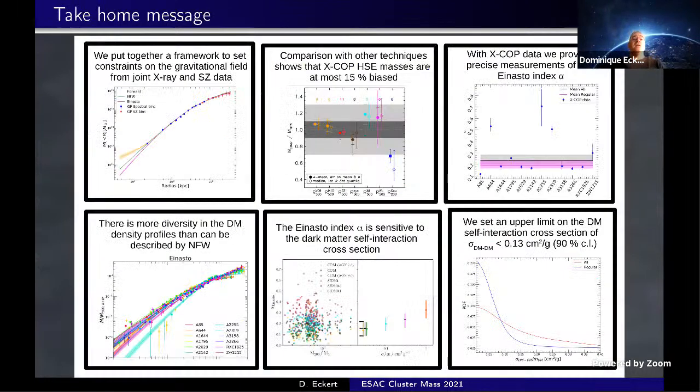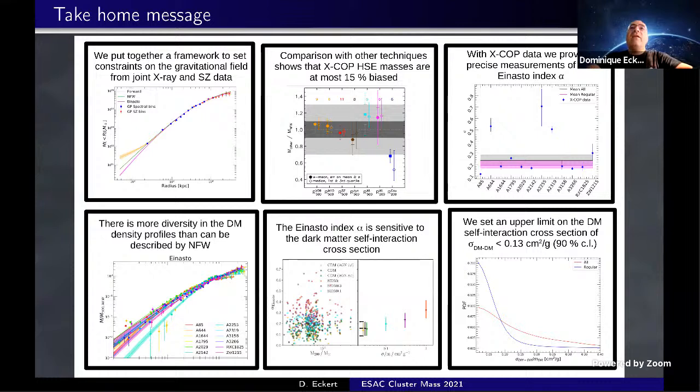Okay, so here is my take-home message. What I would like to remember from this talk is that by combining X-ray and SZ data, we can get very precise constraints on the gravitational fields of our systems. And we have selected these systems where we think hydrostatic equilibrium is a relatively valid assumption, such that we can apply it and get good constraints on the shape of the gravitational fields in our clusters.